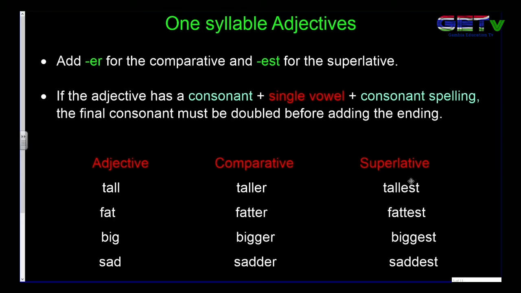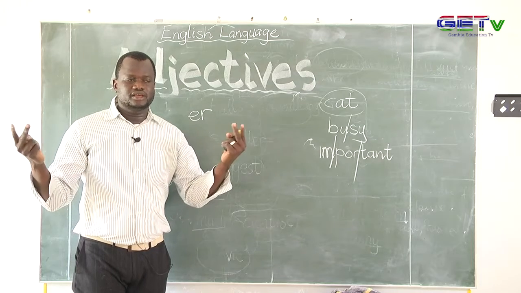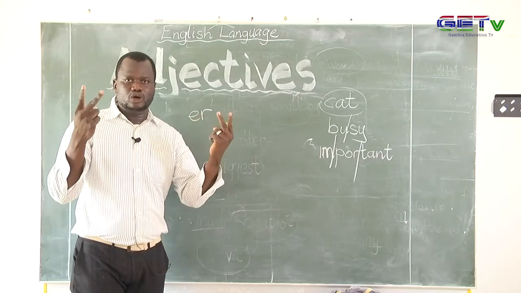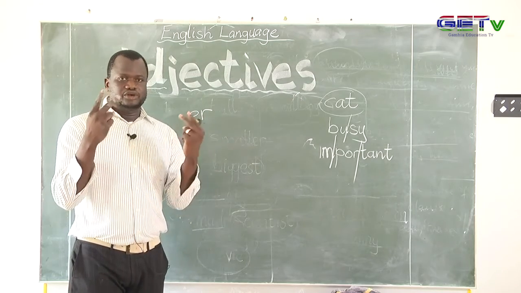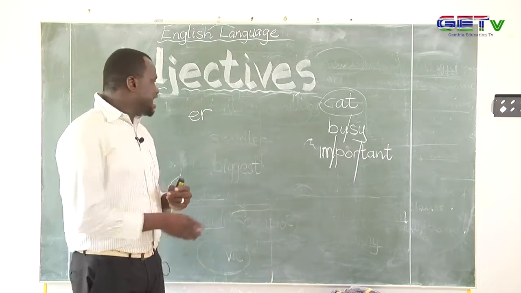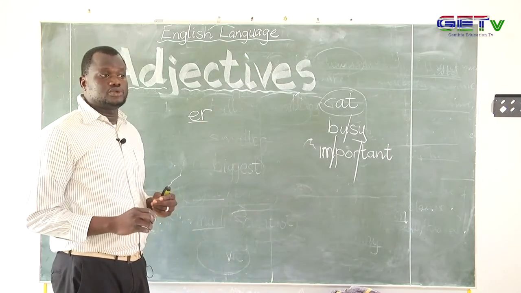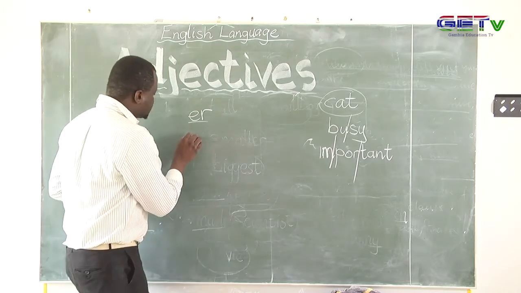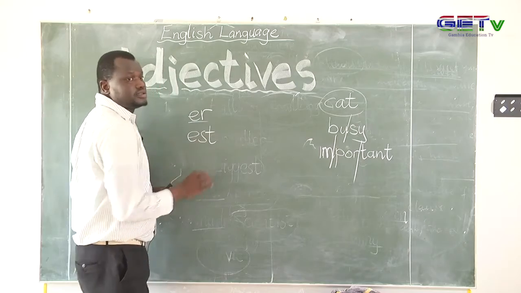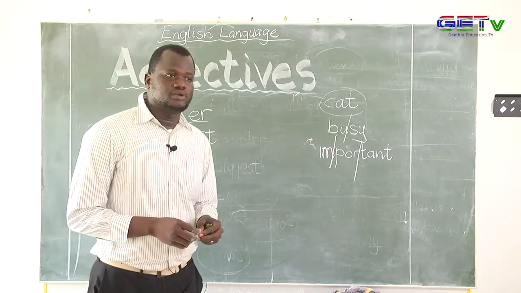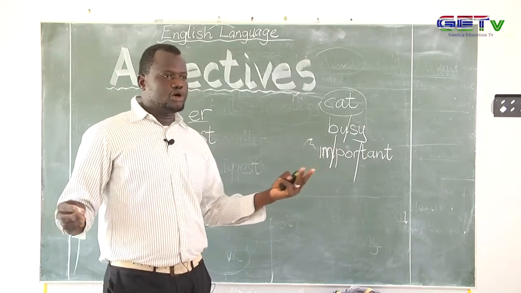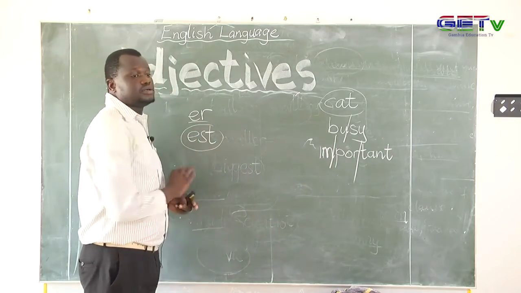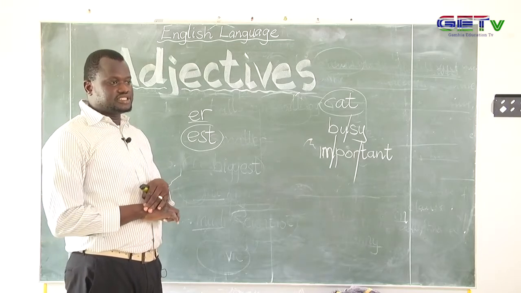Now we look at one syllable adjectives. The first rule is what? We add ER for the comparative. Remember, we said comparative, you compare one noun to the other. Here you are comparing two things. So when you are comparing two things, you add ER to the original adjective. And EST for the superlative. When you are comparing three or more, you add EST to the original adjective.